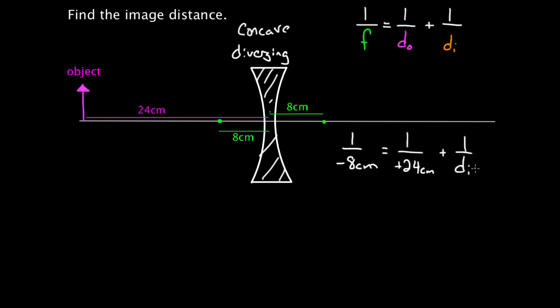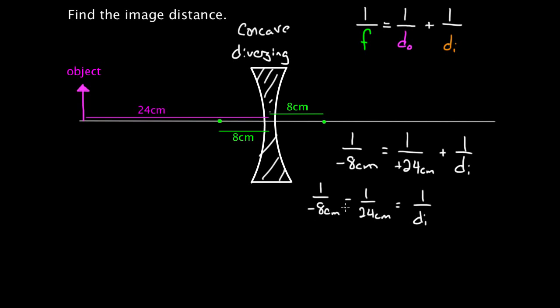So 1 over DI. If I use algebra to solve here, I'll have 1 over negative 8 centimeters minus 1 over 24 centimeters. And note, I can put this all in terms of centimeters. I could put it all in terms of meters. It doesn't matter what units I use here. Those are the units I'll get out. I just have to make sure I'm consistent.